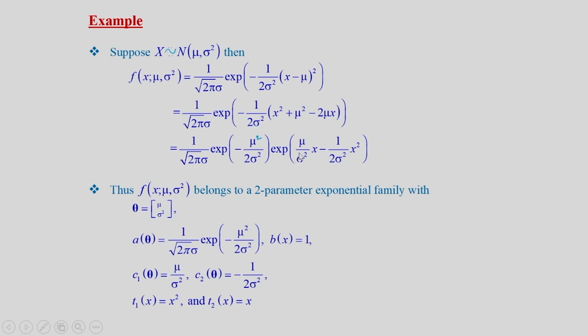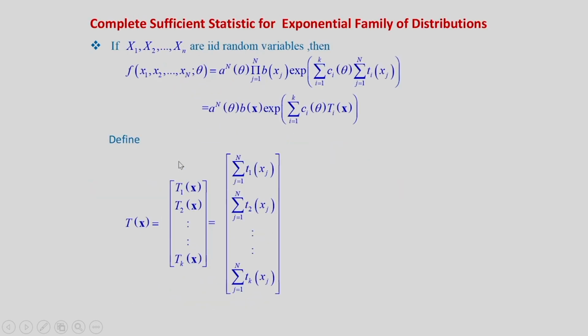C1 theta will be equal to mu by sigma square. C2 theta will be minus 1 by 2 sigma square. T1(x) is equal to x and T2(x) is equal to x square. So, that way the normal distribution is a member of the exponential family of distributions. Now, we will see that complete sufficient statistics for the exponential family of distributions can be found from the expression for the joint PDF itself.